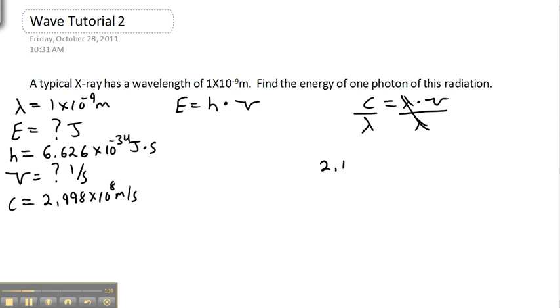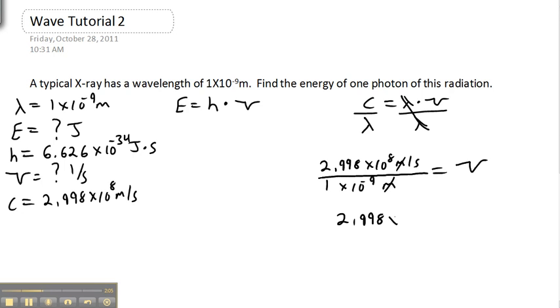So 2.998 times 10 to the 8th meters over seconds divided by the wavelength, which is 1 times 10 to the minus 9 meters. And the meters cancel out. That gives you your frequency. Now when I do that, I use my calculator. Remember to use your EE button, and you're going to get 2.998 times 10 to the 17th per seconds, or hertz.